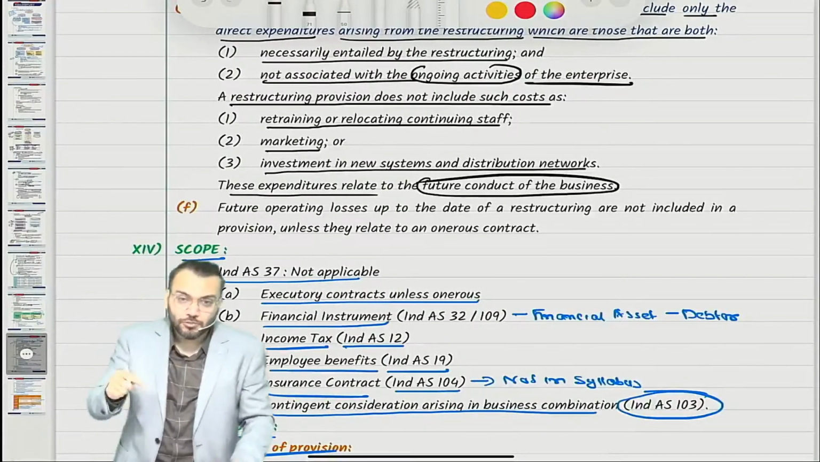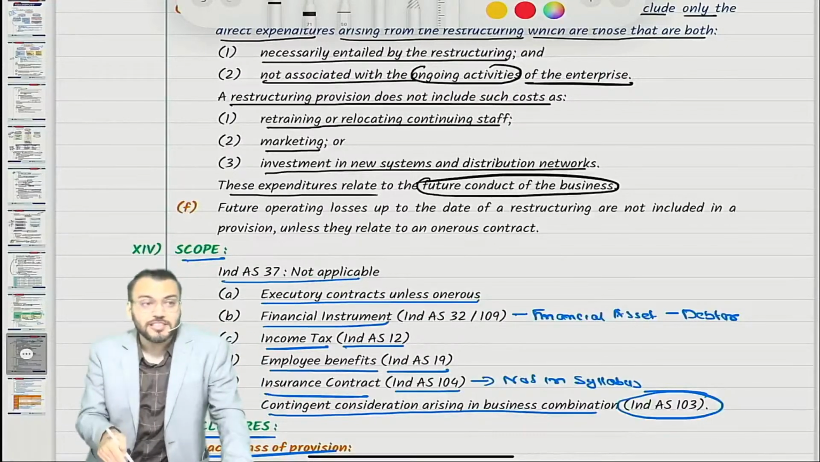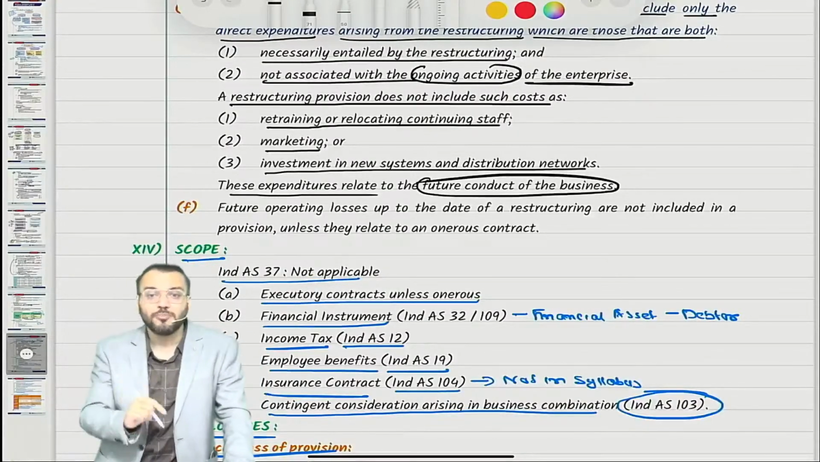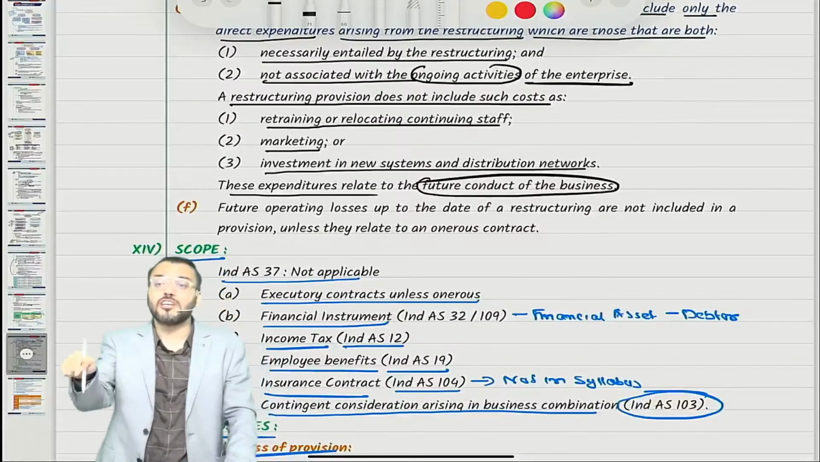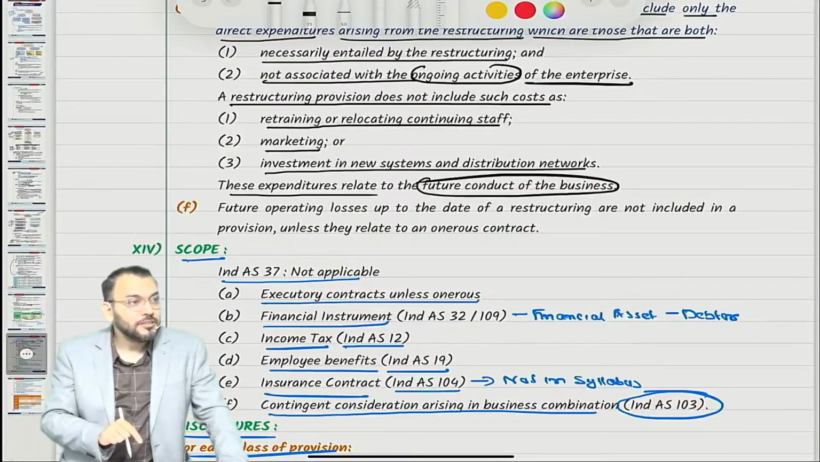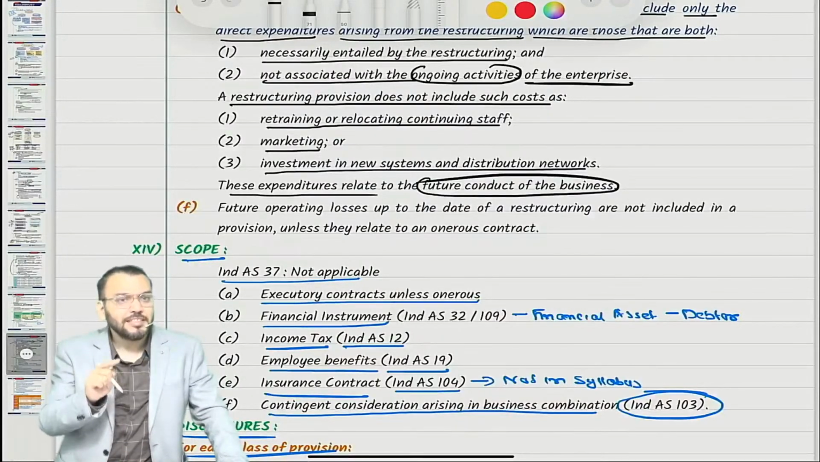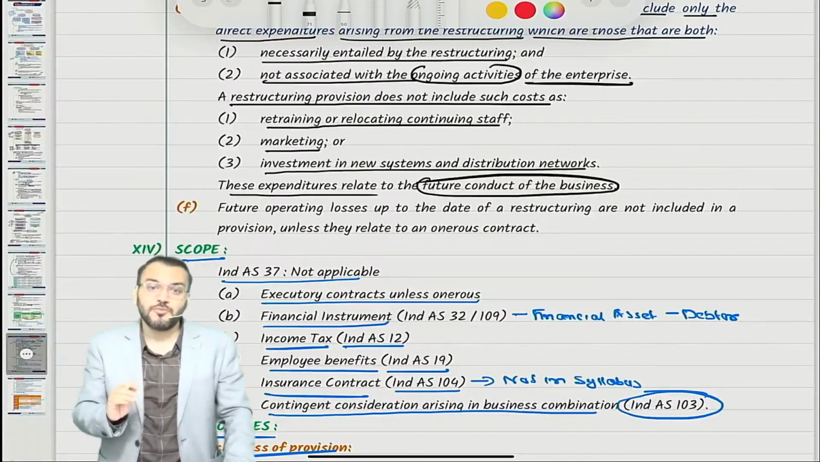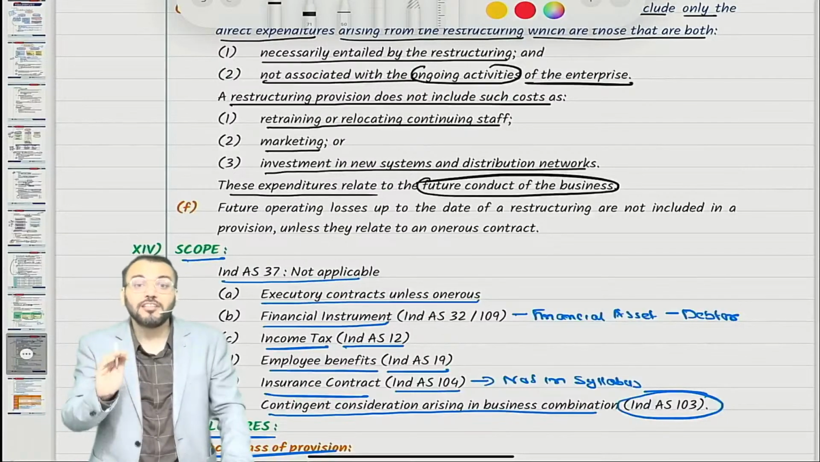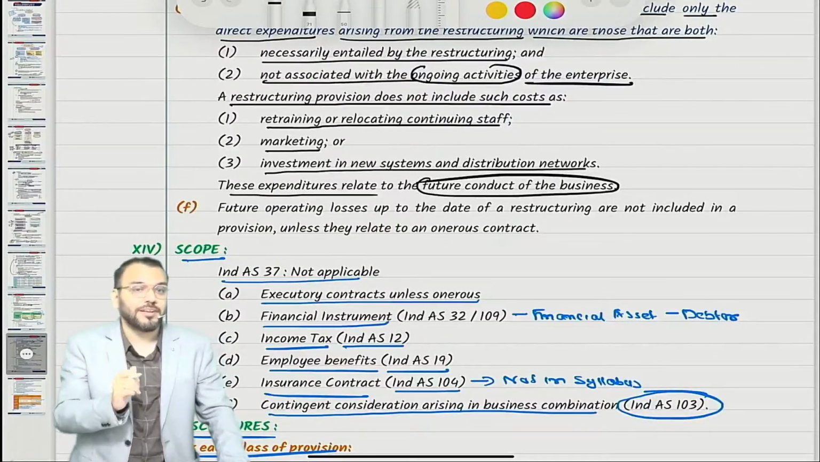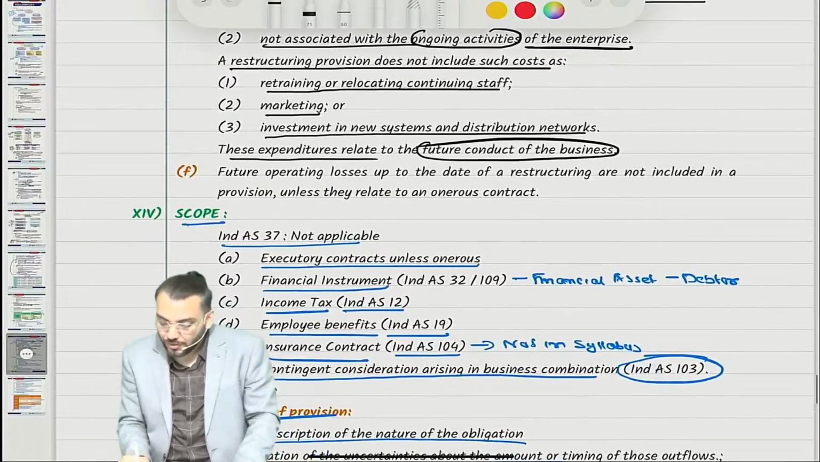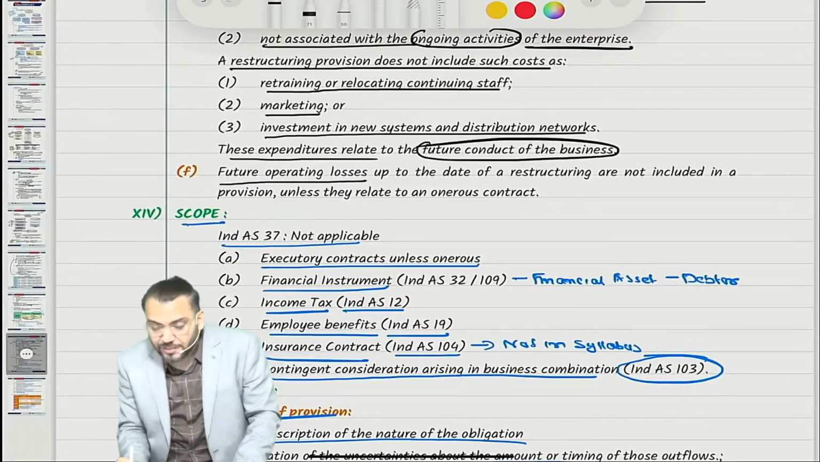Once you are concentrating in my class, you can answer all the questions. Are you able to understand? So why will it not be included? Because these expenditures are related to the future conduct of business. They are dependent on the future conduct of business. Retraining, for example: we may decide not to train. It is dependent on future conduct of business, whether to train or not, whether to relocate or not to relocate. Understood?